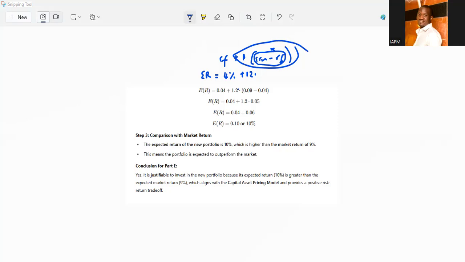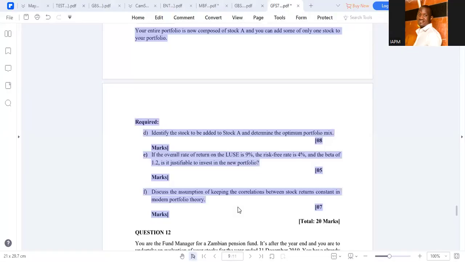But what was the explanation in your reading? Okay, I'll find it, then I'll try and share with you. Maybe you had equity market premium. Did you hear something like that? I'll look for it and I'll share it with you. I'm pretty certain it was beta. Okay. All right. Then we go to our part D, discuss the assumption of keeping correlations between stock returns constant.